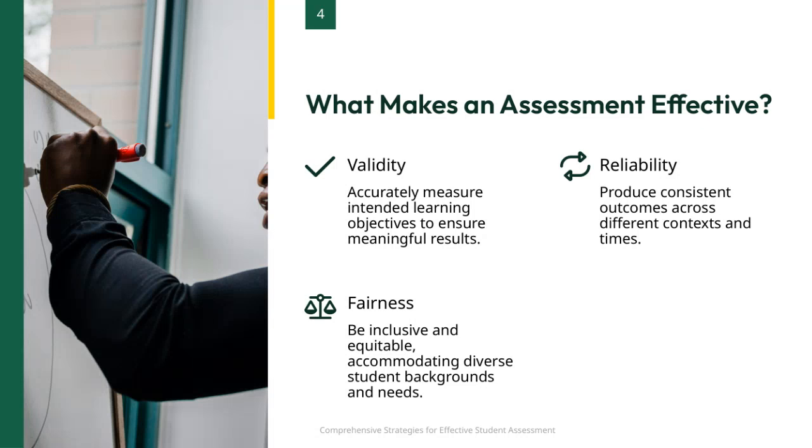When we talk about what makes an assessment effective, there are three key elements to keep in mind. First is validity. This means the assessment should accurately measure the specific learning objectives we're targeting. If it doesn't, then the results won't truly reflect what students have learned. Next is reliability. An effective assessment needs to produce consistent results, no matter when or where it's given. This consistency helps ensure that the outcomes are dependable and trustworthy.